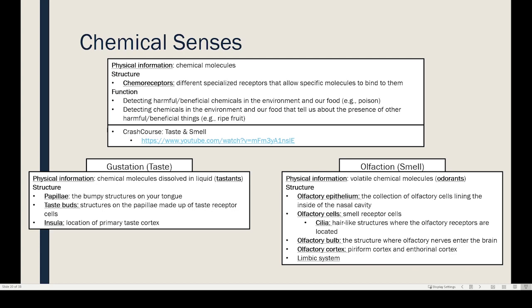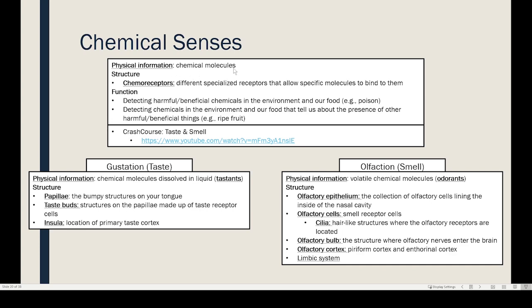All right, so we're moving into the chemical senses now, and that's going to be gustation, which is better known as taste, and olfaction, which is better known as smell. These are chemical senses, and remember, in all the different senses, we want to look at the physical information in the environment that is being received by the nervous system. Because that's what sensation is, right? It's all about taking information from the environment and bringing it into the nervous system.